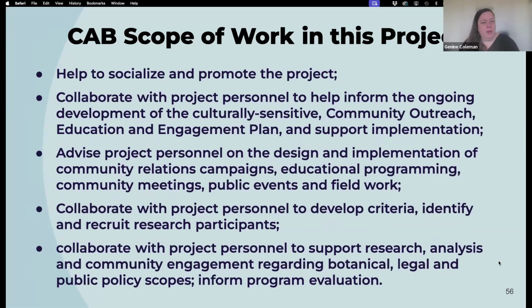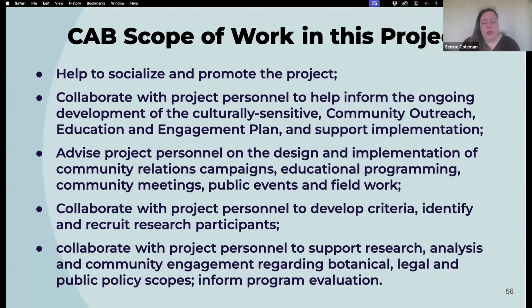So the Community Advisory Board's scope of work in this project includes helping to socialize and promote the project, to collaborate with project personnel and help inform the ongoing development of the culturally sensitive community outreach, education, and engagement plan, and support implementation, to advise project personnel on the design and implementation of community relations campaigns. So all things community engagement, including educational programming, community meetings, public events, and field work.